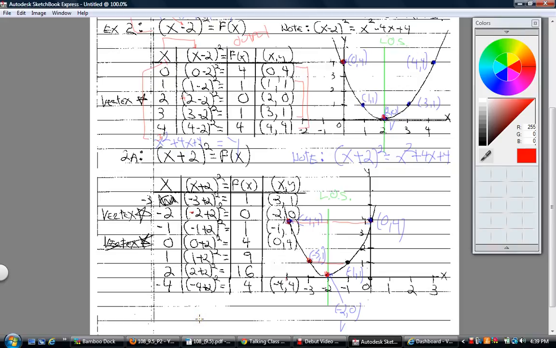On page 4, I'm going to start off with a summary of this horizontal shift so you can see that like I did with the vertical.